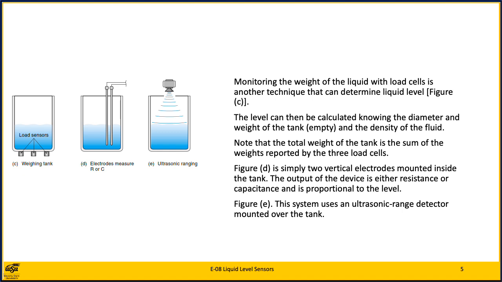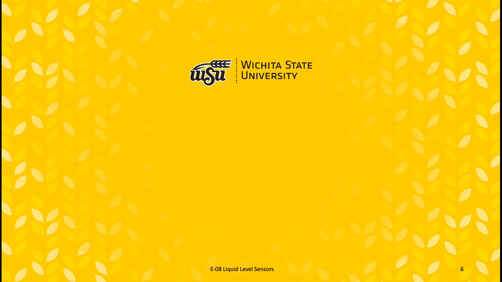This system uses an ultrasonic range detector mounted over the tank. The complete unit, which includes the transducer and electronics, can be purchased as a module. This ends our brief look at liquid levels.